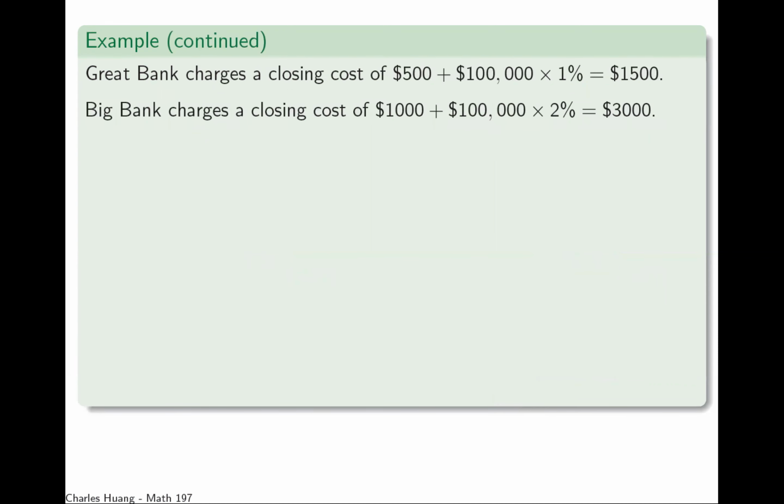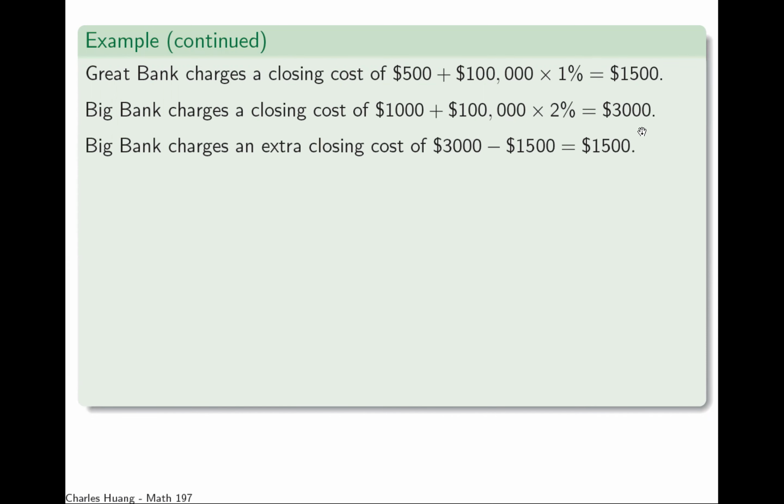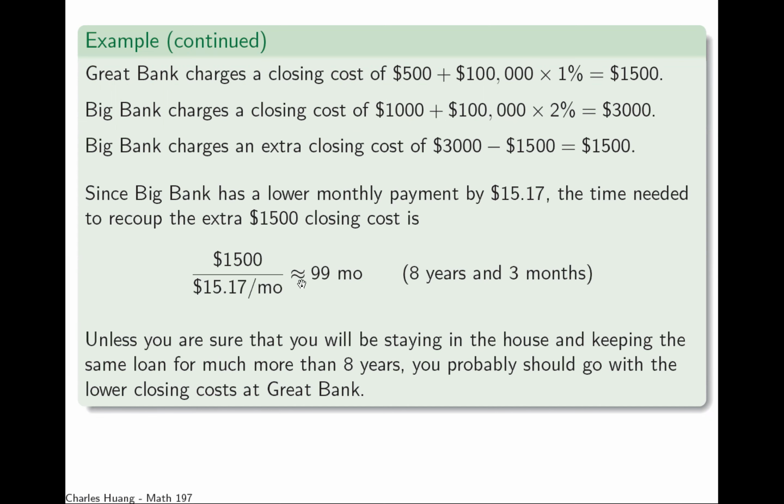But of course, there's a difference in the closing cost. Great Bank has a closing cost of 500 plus 1%. Big bank is a little bit more, 2% plus 1,000. So while big bank costs $15 less every month, it costs more at the beginning to set everything up. And we can actually see that it takes about 100 months. It takes 8 years and a little bit to have the lower monthly payment be worth it, right?